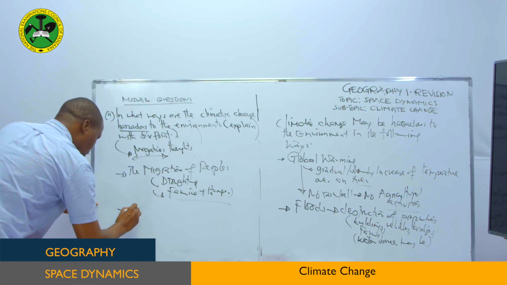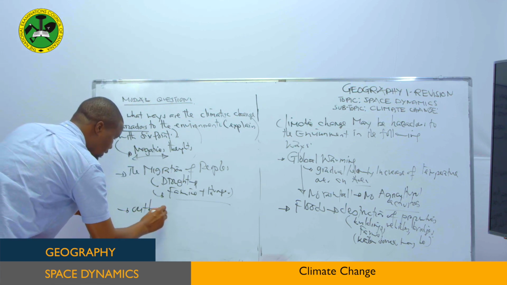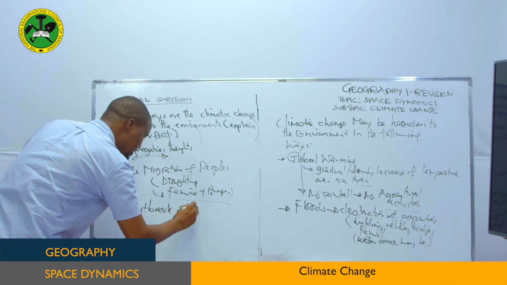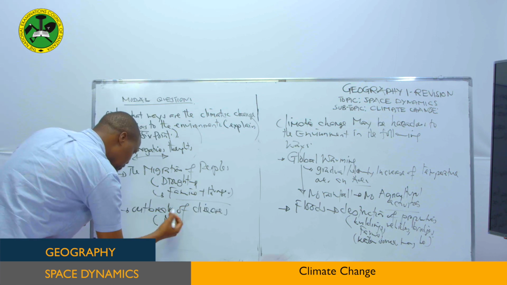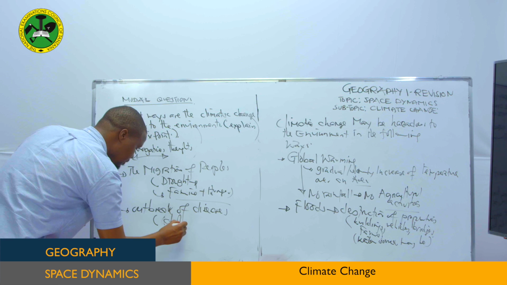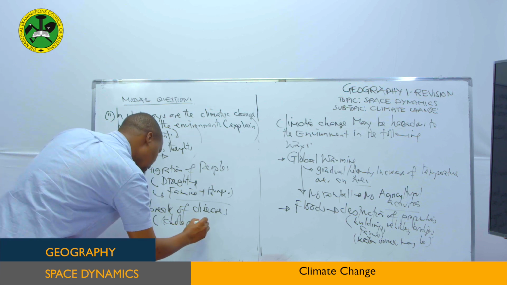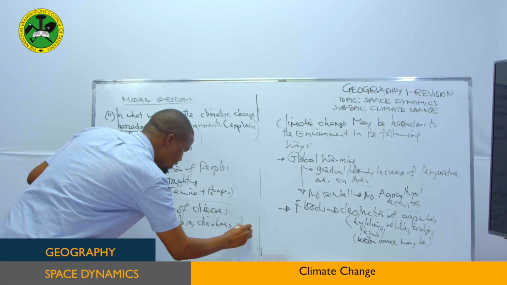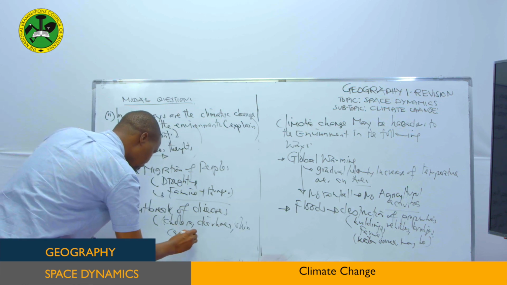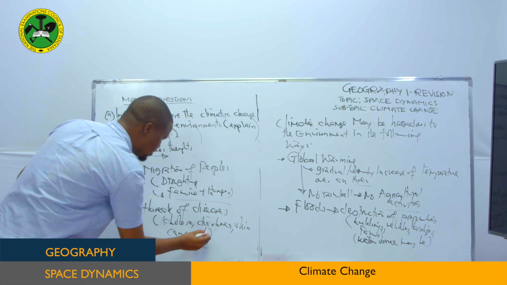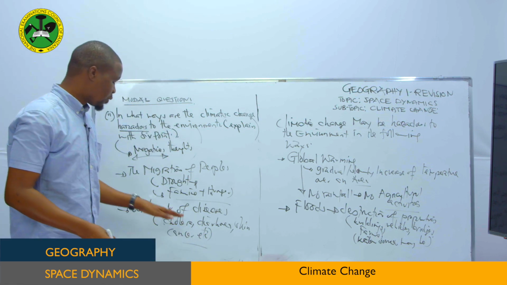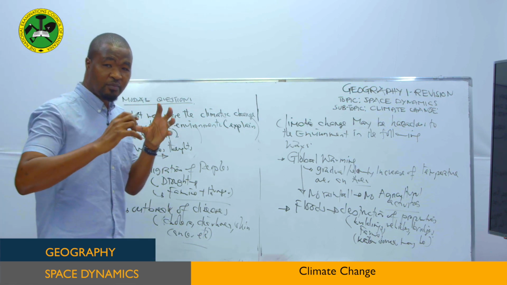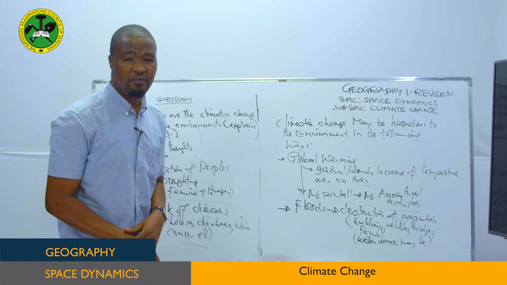Apart from that, we are talking about the outbreak of diseases. We are talking about cholera, diarrhea, skin cancer, etc. These are some of the diseases caused by the change in the climatic condition of a given area.